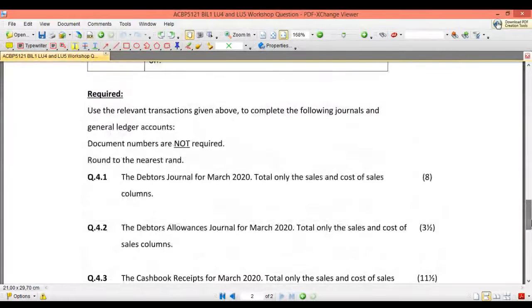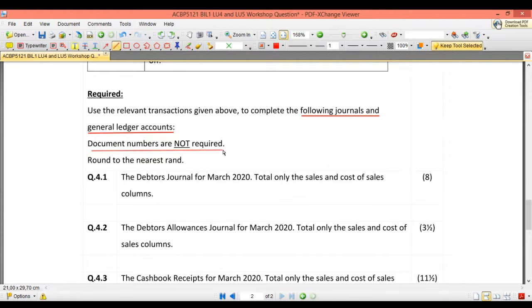Okay, so required: use the relevant transactions above to complete the following journals and general ledger accounts. So they want us to complete the following journals as well as general ledgers. They tell you document numbers are not required, so those columns will be left blank. And round to the nearest rand. So you round off to the closest decimal.